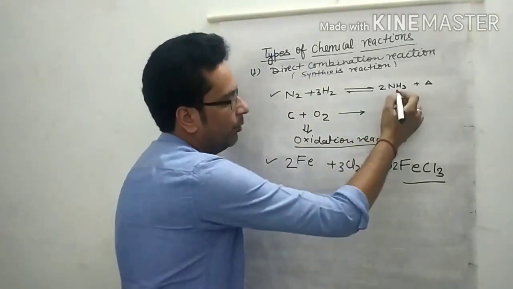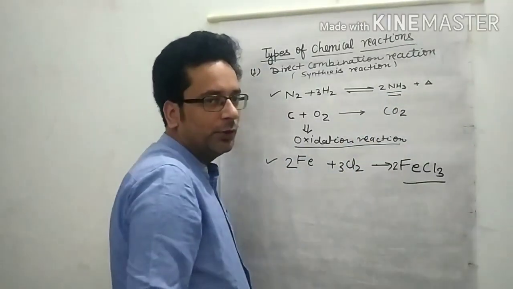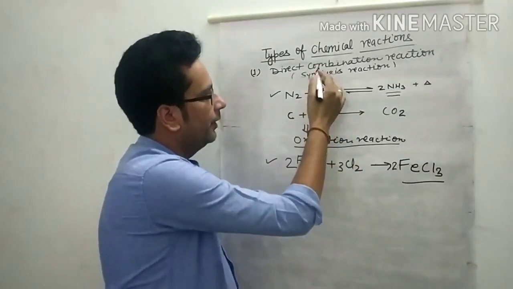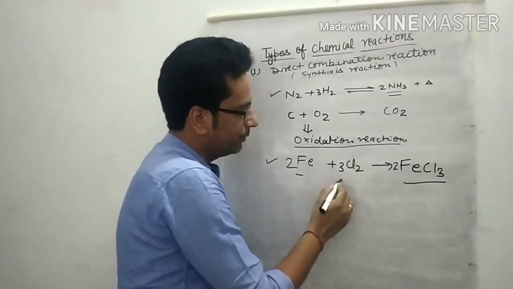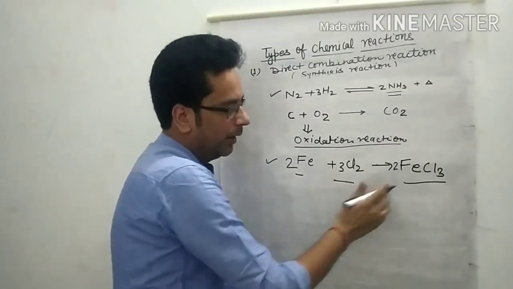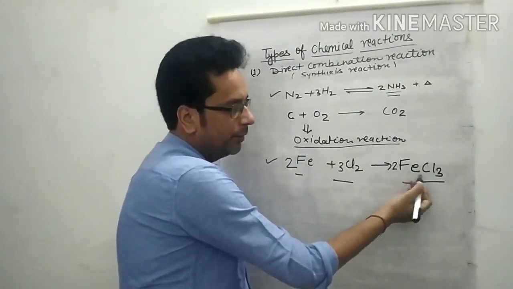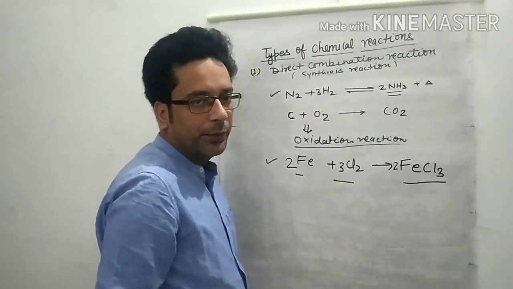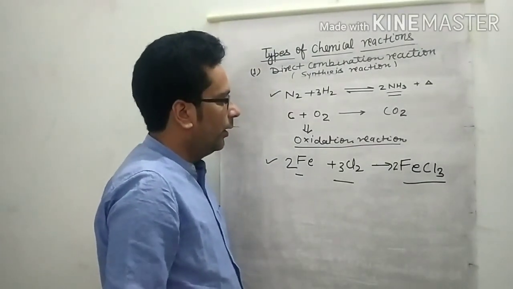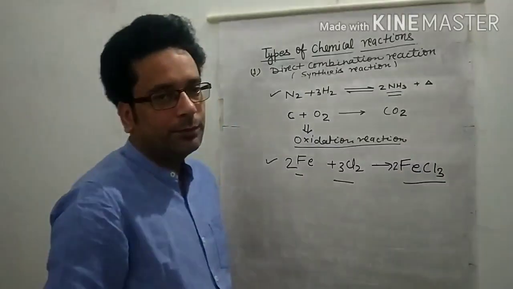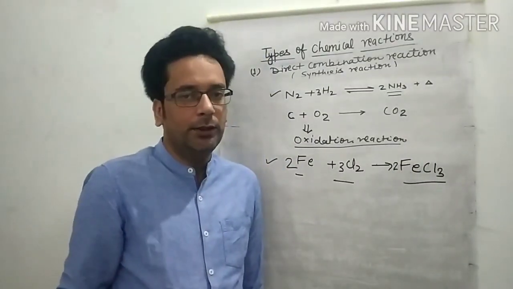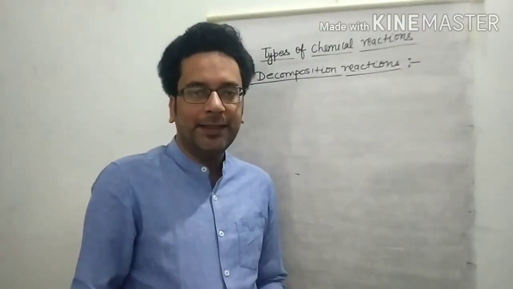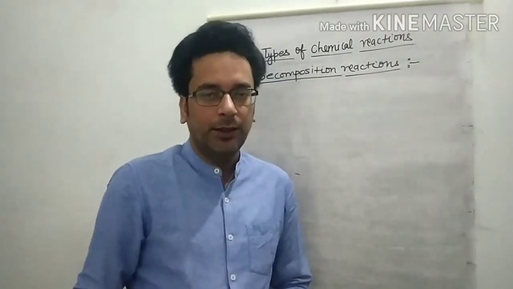Now look here, ammonia. Ammonia is a gas formed by direct combination reaction. Now look here, direct combination reaction. The name of this compound is iron(III) chloride. So these are about the direct combination reactions. Next one, decomposition reaction.